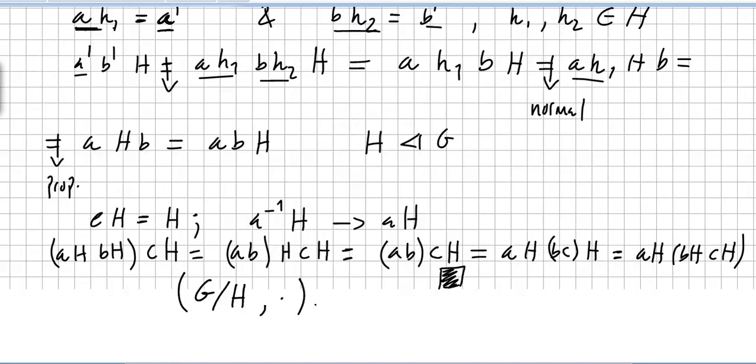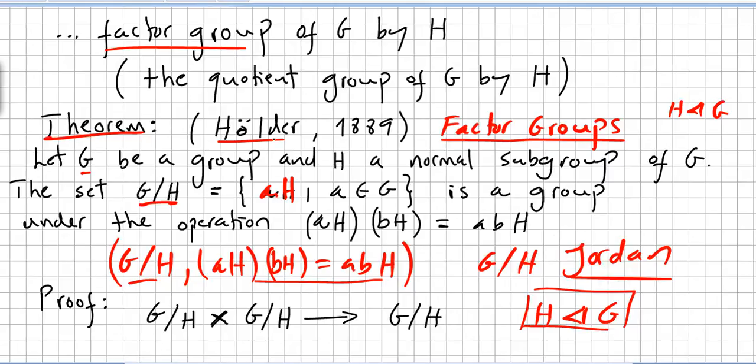So if G is a group and H a normal subgroup of G, this set, the left cosets of H, is a group under the operation AH BH equals ABH, as we just proved.